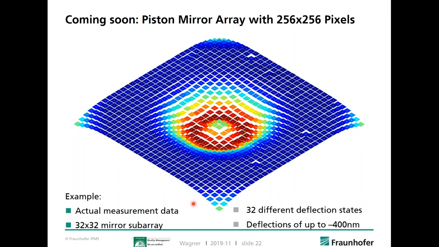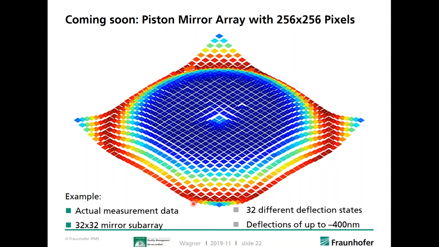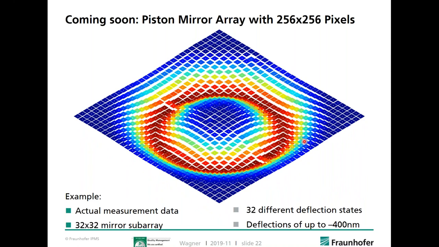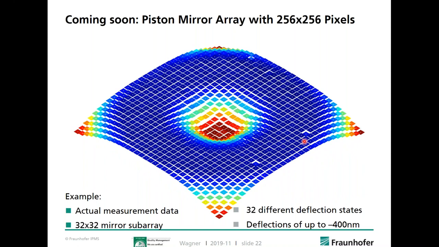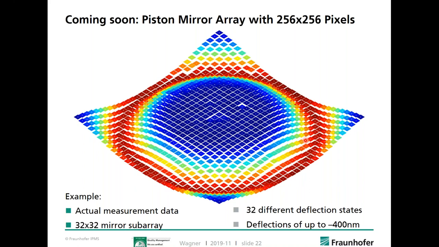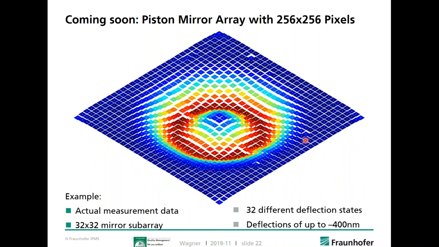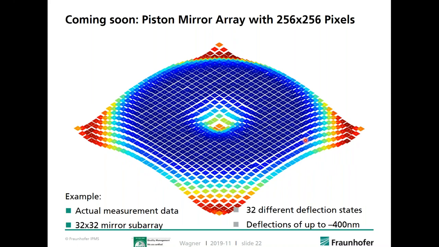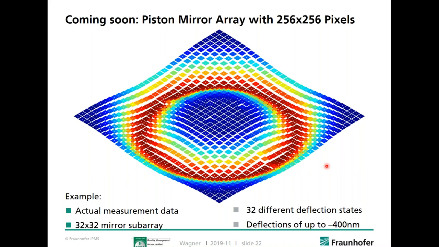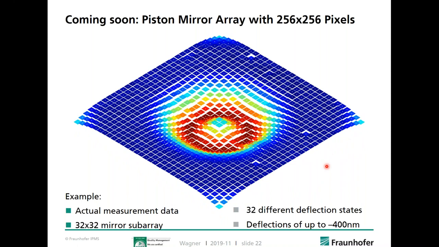The modularity we applied now allows us to put such a design, such mirrors, on a larger backplane as well. So this is more or less for demonstration purposes. Maybe one or the other application is fine with this resolution. Maybe other applications need a higher pixel count, and the modularity allows us to transfer such a design to a larger backplane, for example, the megapixel backplane that I've shown you earlier.